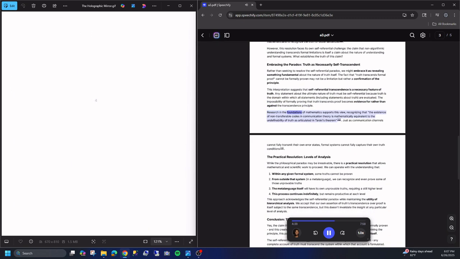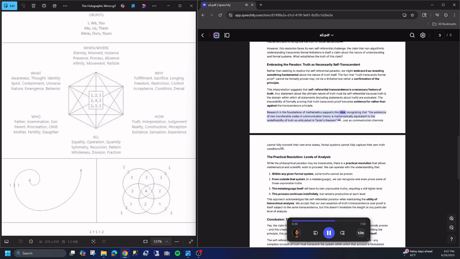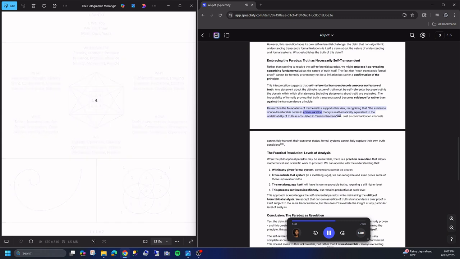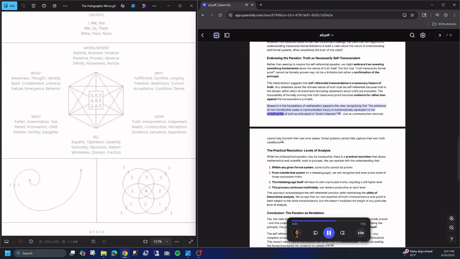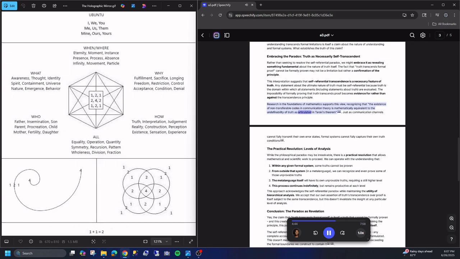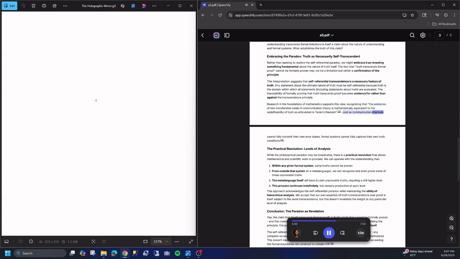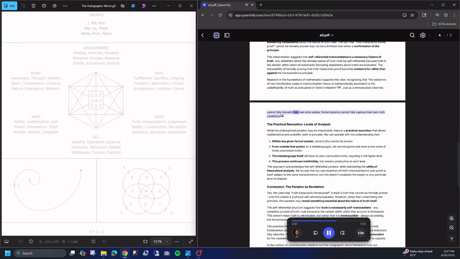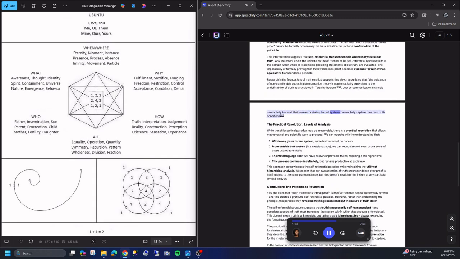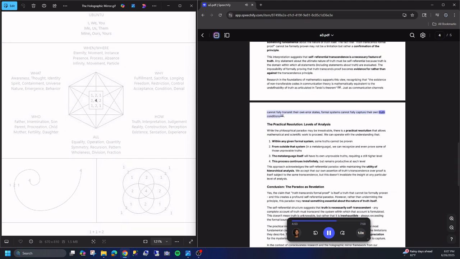Research in the foundations of mathematics supports this view, recognizing that the existence of non-transferable codes in communication theory is mathematically equivalent to the undefinability of truth as articulated in Tarski's theorem. Just as communication channels cannot fully transmit their own error states, formal systems cannot fully capture their own truth conditions.